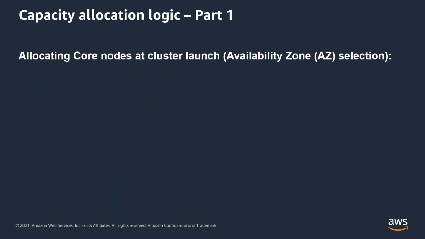I'm now going to cover the capacity allocation logic that EMR uses when working with targeted ODCR, starting with the core nodes, because the core node allocation determines the availability zone, or AZ, for all instances within that EMR cluster. Once the core node capacity is acquired, EMR locks in the AZ for your cluster. Here I mentioned instance pools, which EMR defines as the instance type and AZ combination, which are determined by the instance types in your fleet configuration and the subnet that you specify.